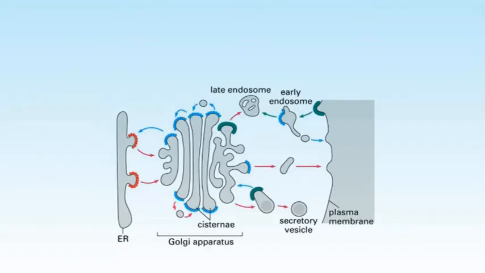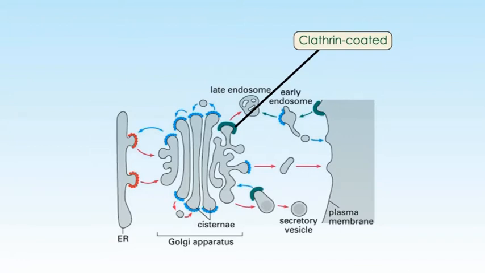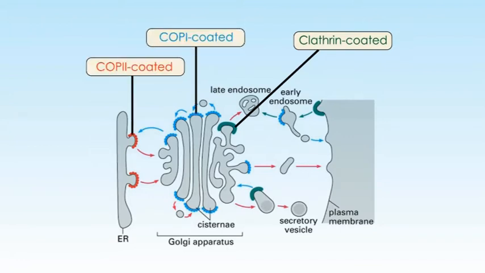Now, three kinds of coated vesicles have been characterized, and they appear to function in different types of vesicular transport. They are clathrin coated, COP1 coated, COP2 coated. Each type is used for different transport steps in the cell.